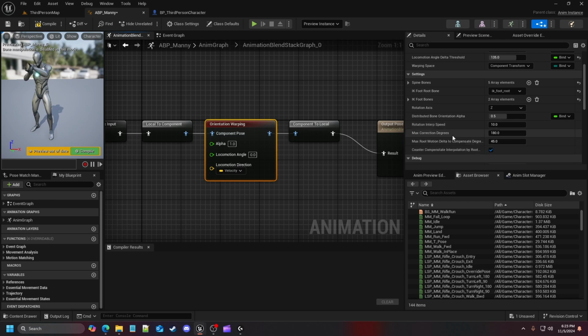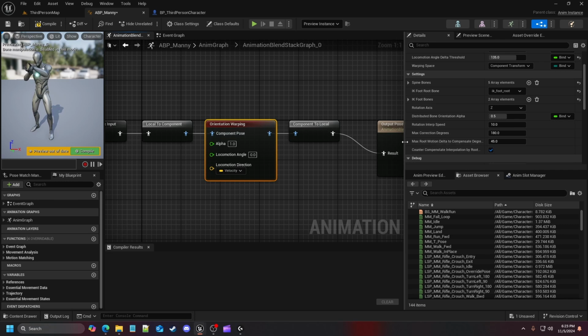Then with our max correction degrees, we have it set to 180 here. This specifies the maximum degrees of correction. So at 180 degrees, it allows a full backward rotation if needed, letting the character reorient completely if they turn around. It basically allows us to have a nice smooth 180 degree turn with corrections. But if you exceed that, then we can start getting jerky, clunky results.